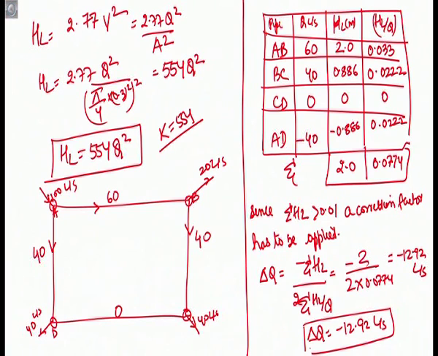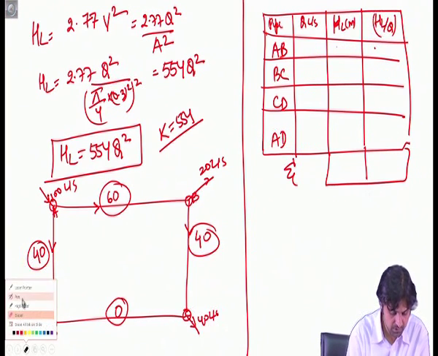Now, this delta Q that we have obtained should be applied to discharges before the next trial here. So, this 60 will become 60 minus 12.92, this will become 40 minus 12.92, 0 will become 0 minus 12.92, and minus 40 will also become minus 40 minus 12.92. So, I will not rub the entire thing, but I will rub the right hand side. So, now this is the second trial.